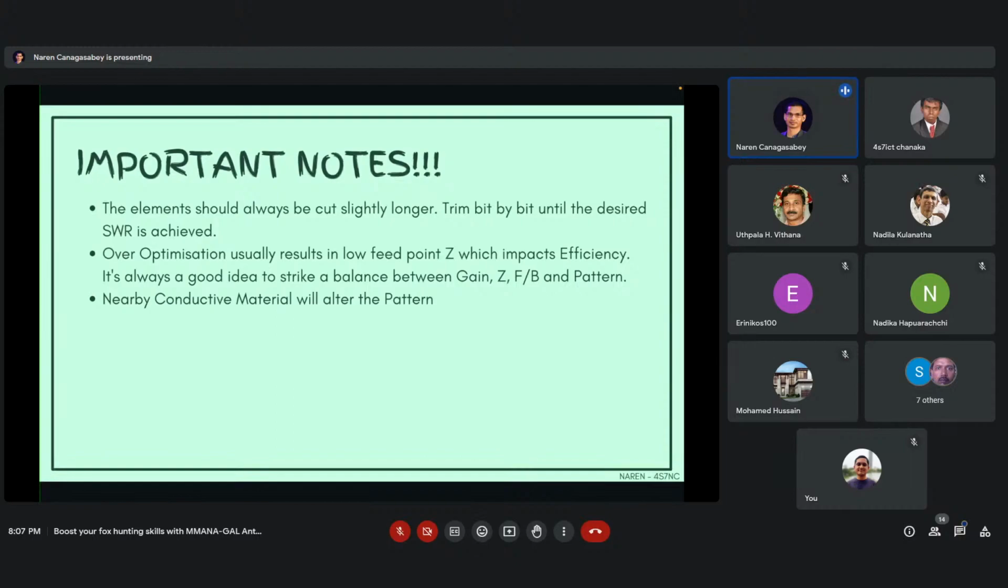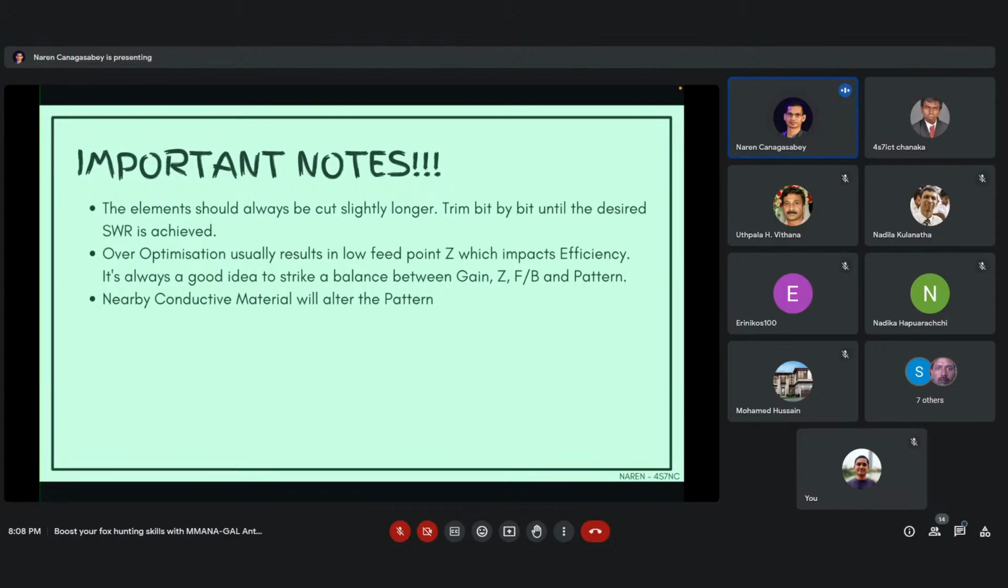Another good point that Ron also brought out is that over-optimization usually results in low feed point impedance. By trying to improve the gain, impedance, front to back ratio and pattern, it can have an impact on the efficiency of the antenna. So it's always a better idea to strike a balance between gain, impedance, front to back, and pattern. That's why at the start itself I mentioned moderate gain. It's a compromise between gain, impedance, front to back, and pattern.